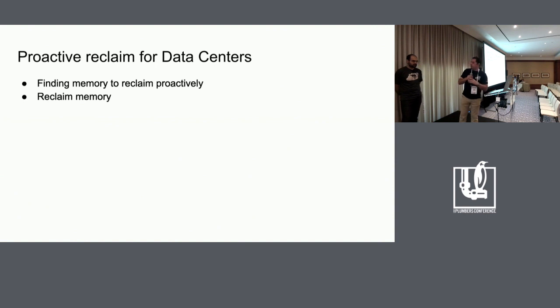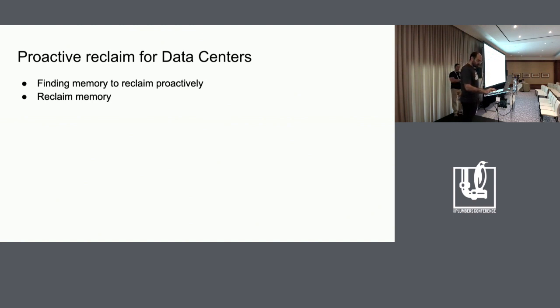So now coming back to the proactive reclaim for the data center. Here, as I mentioned before, it's not like Android, where you know about the background or foreground application. There are a lot of latency sensitive jobs and batch jobs of different priorities running on the server. So we have a more fine-grained mechanism to find the memory which we should be reclaiming.